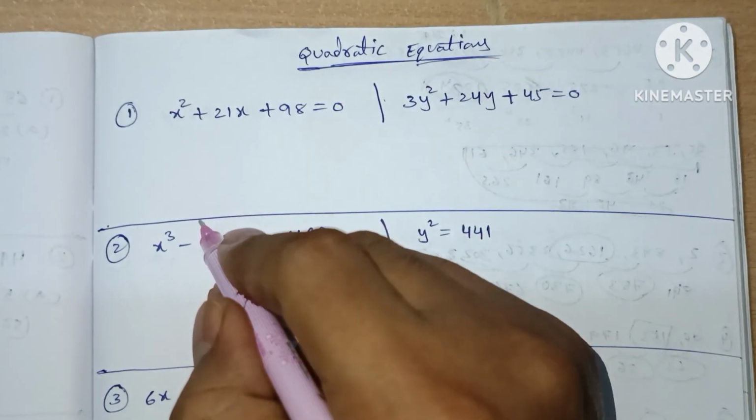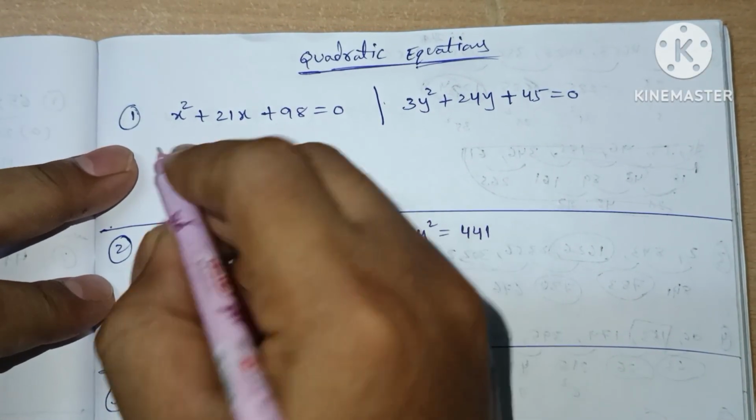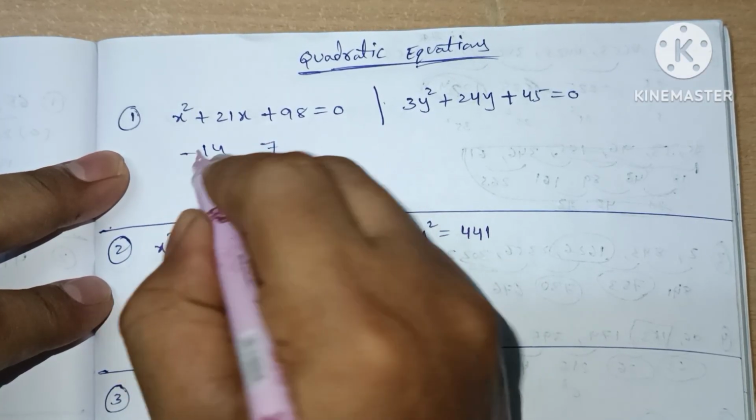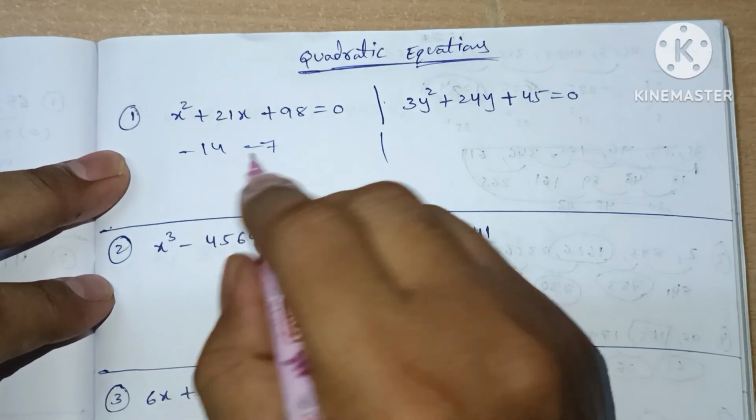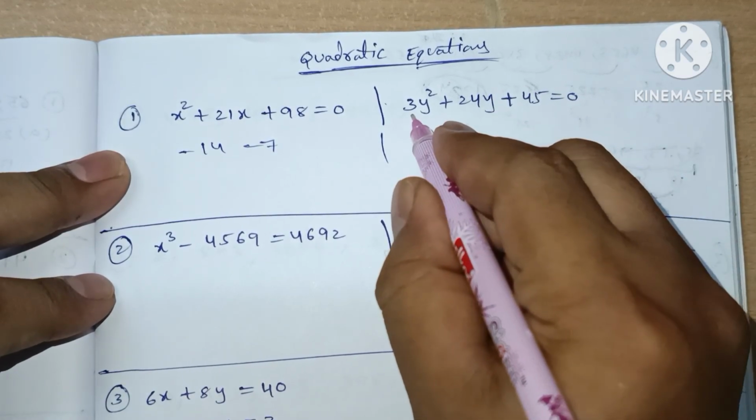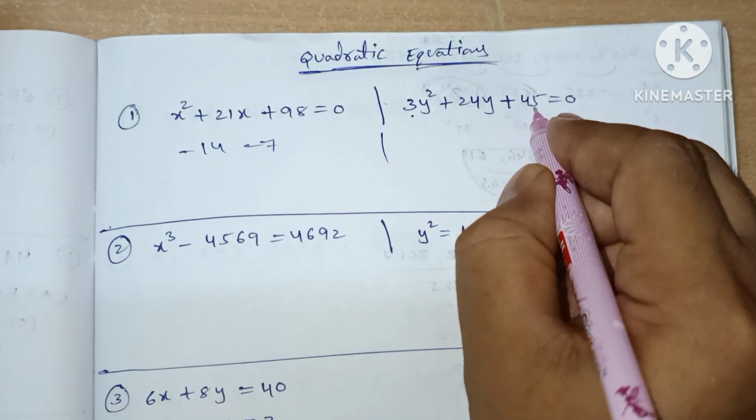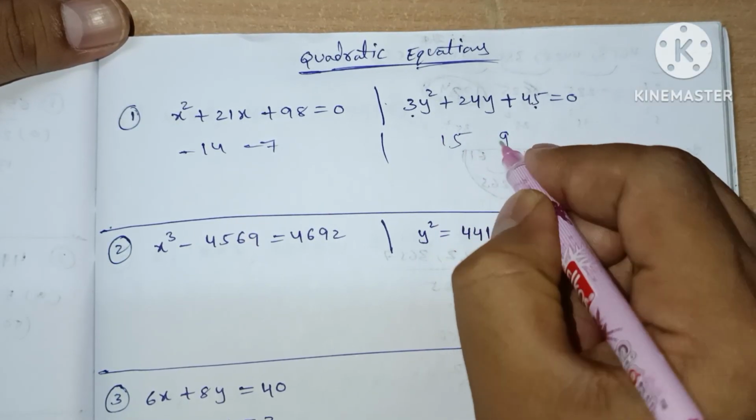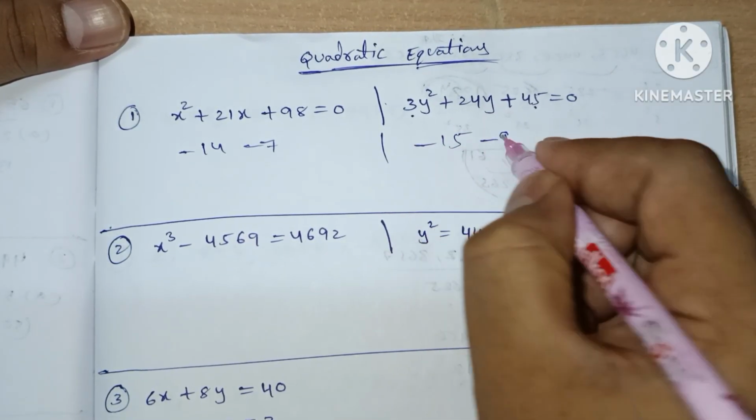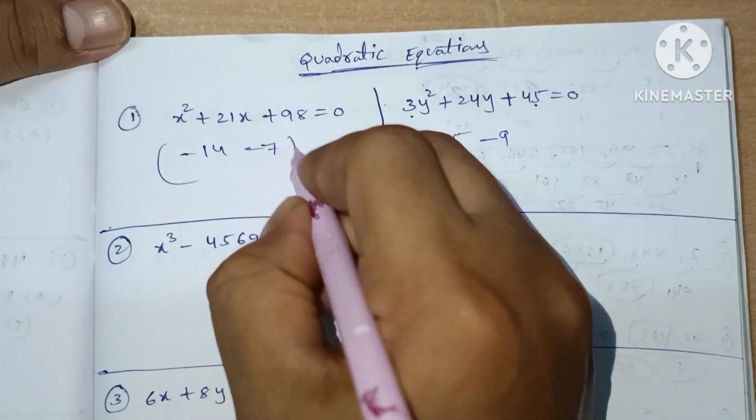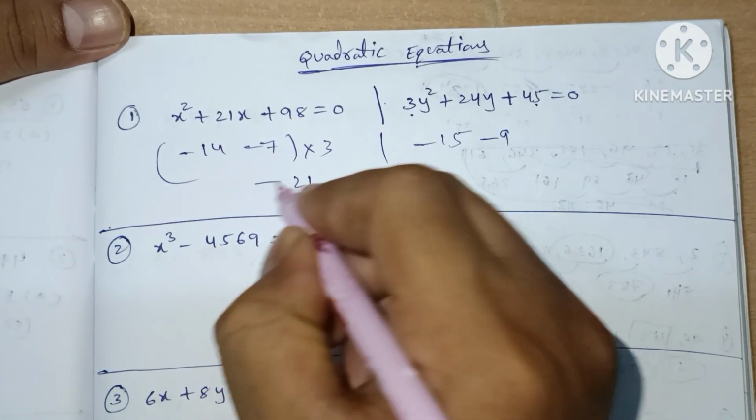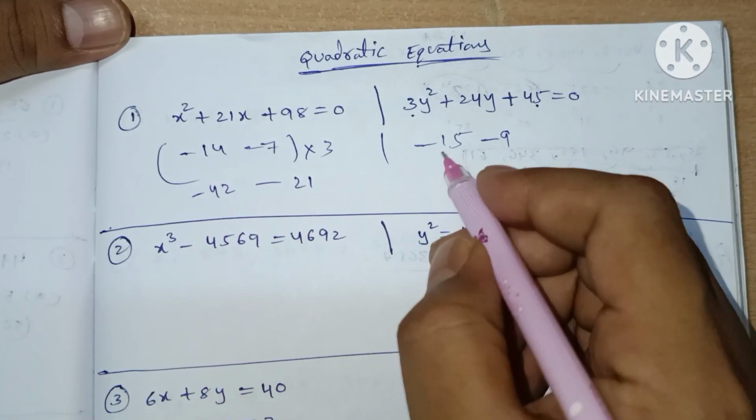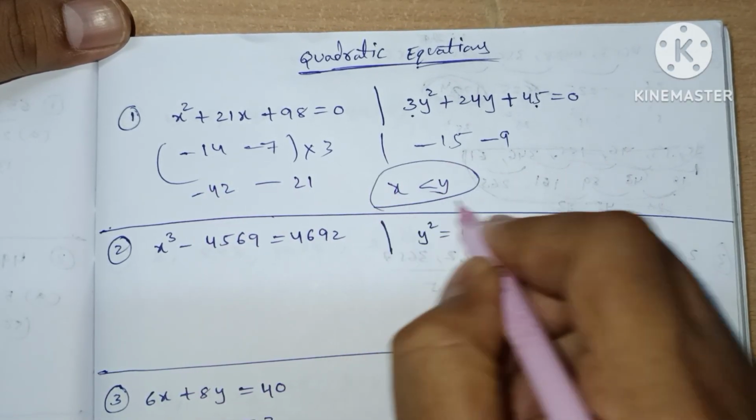Now we are going to see quadratic equations. First question, 98, which is 14 7 times is 98, and we got 21 here. So minus and minus are the symbols for these two roots. Here 3 into 45, 135. 135 means 15 9 times is 135. So here the roots are negative. To make the base equal, we multiply this with 3. We get 7 3 times is 21, 3 4 times is minus 42. Now by comparing these two, it is clear that x is lesser than y.